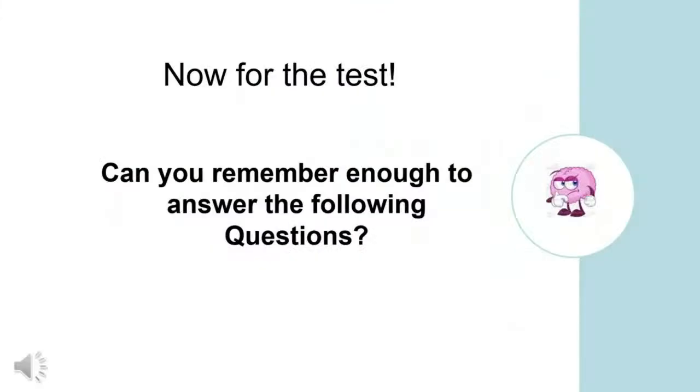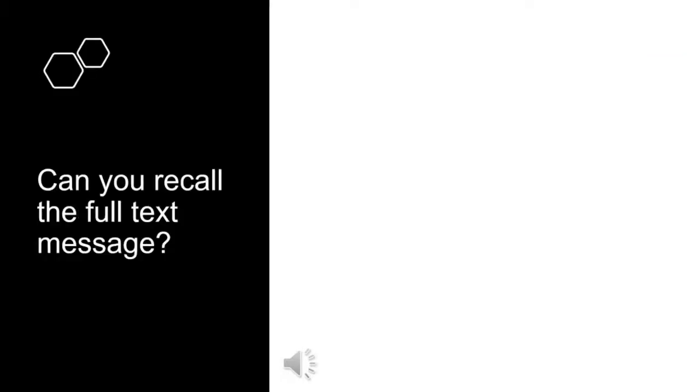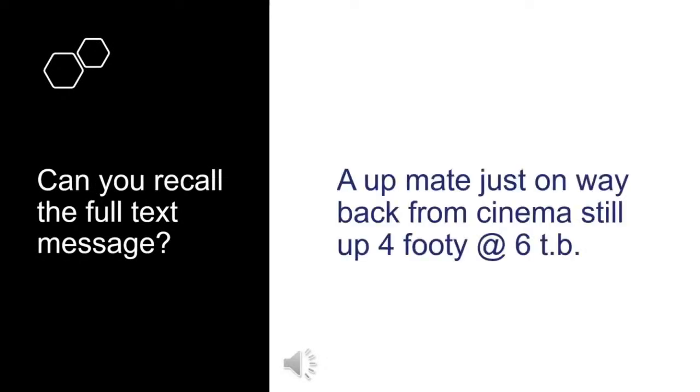Let's see how much you managed to remember. Okay, who was the message from? It was Ash. Can you recall the whole text message? It was, "Hey up mate, just on way back from cinema, still up for footy at 6, TB," which means text back.